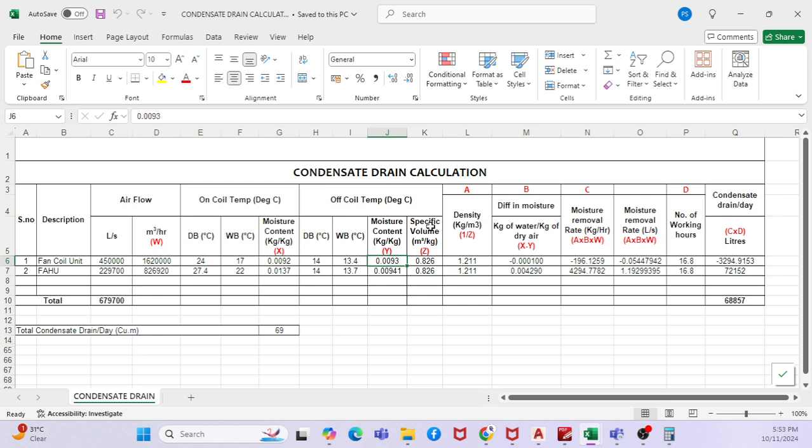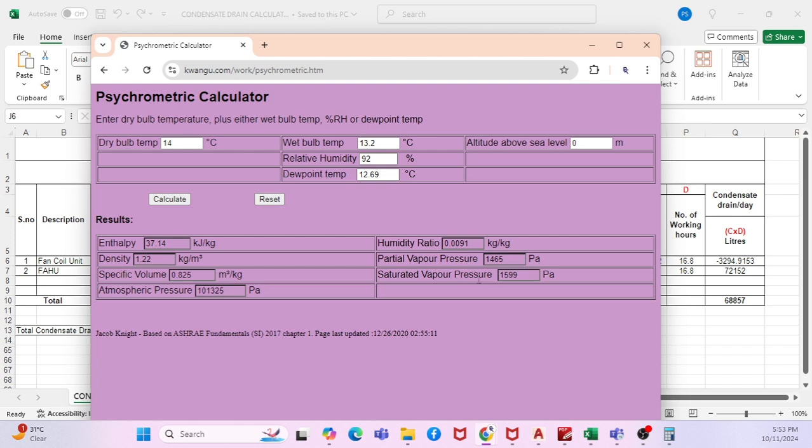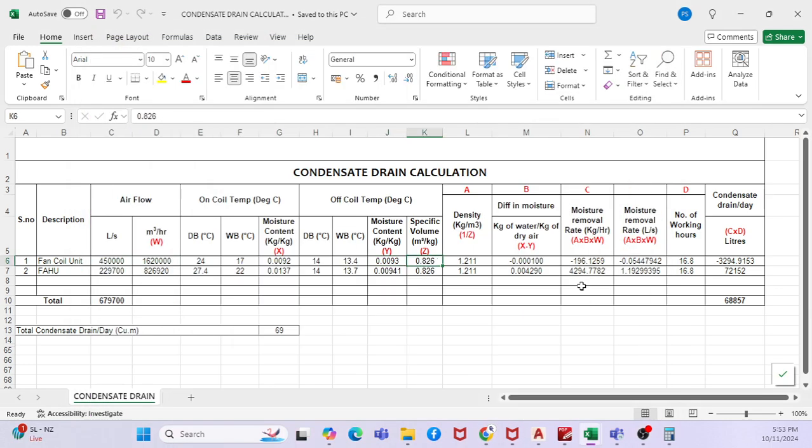And what is the specific volume? Again, I will go to the psychrometric chart. I am able to get the specific volume here. Can you see that specific volume? Yes, sir, 0.825 meter cube per kg. So I'm going to enter the value here, specific volume. When I calculate density, what is the definition of density? It is 1 by specific volume. Clear, right?